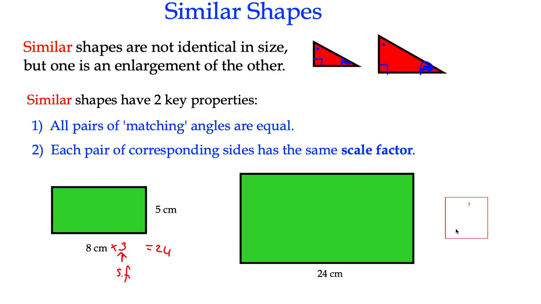In order to work out the height of this triangle here, all I would do is apply the same scale factor because I know that they're similar shapes. We can say that 5 times 3 is 15 centimeters, so I can be confident that this dimension here is 15 centimeters. So we're going to formalize it a little bit, because it's good not just to do things in our heads but to write stuff down.